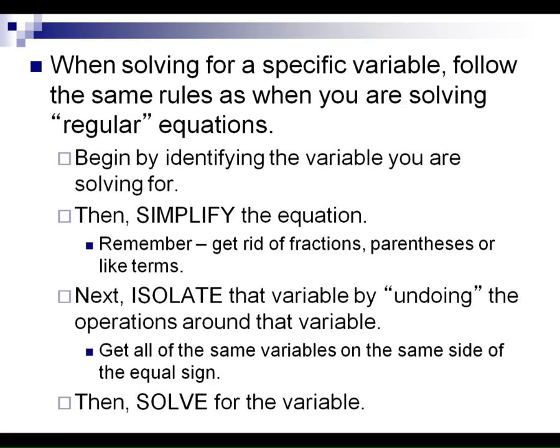We identify the variable we want to solve for, x, y, z, a, b, something like that. We always simplify the equation. We get rid of any fractions, parentheses, like terms. That shortens the equation up. And then we isolate the variable. We undo the operation so that we can get the variable by itself, or all of the variables on the same side of the equal sign. And then we solve it. We just get it by itself. We undo multiplication or division, something like that, to solve for the variable.